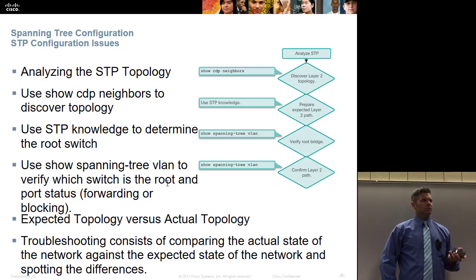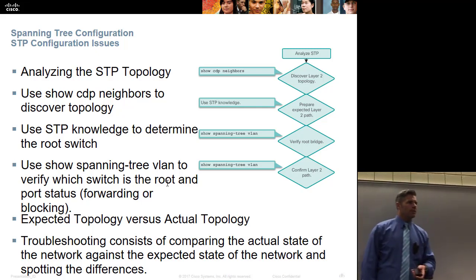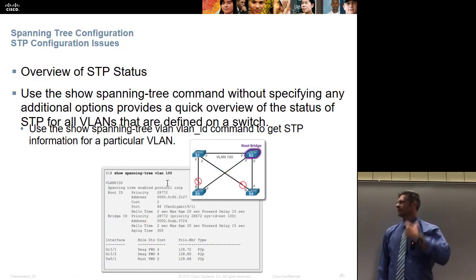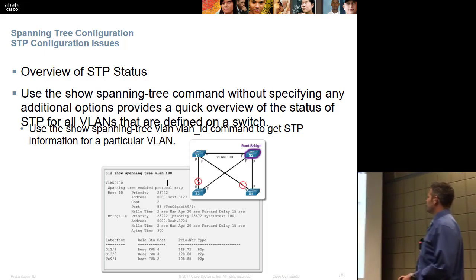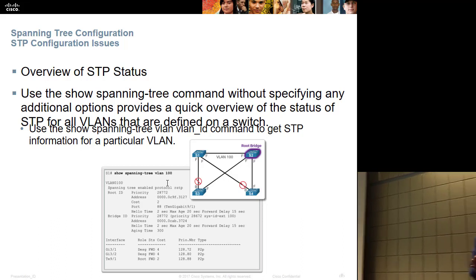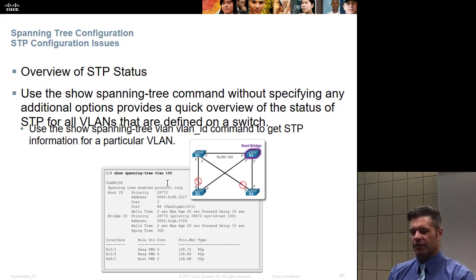And that is, in essence, what troubleshooting is: making your conception of reality line up with what actual reality looks like. Show commands are always your friends. Show spanning tree, if you don't specify anything, will just spit out a quick rundown of what's going on. It will show you the status of all VLANs that are defined on a switch.